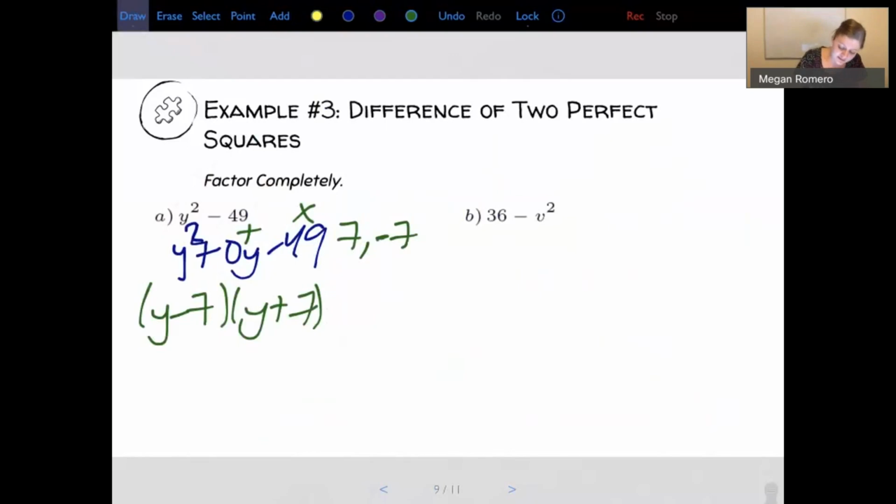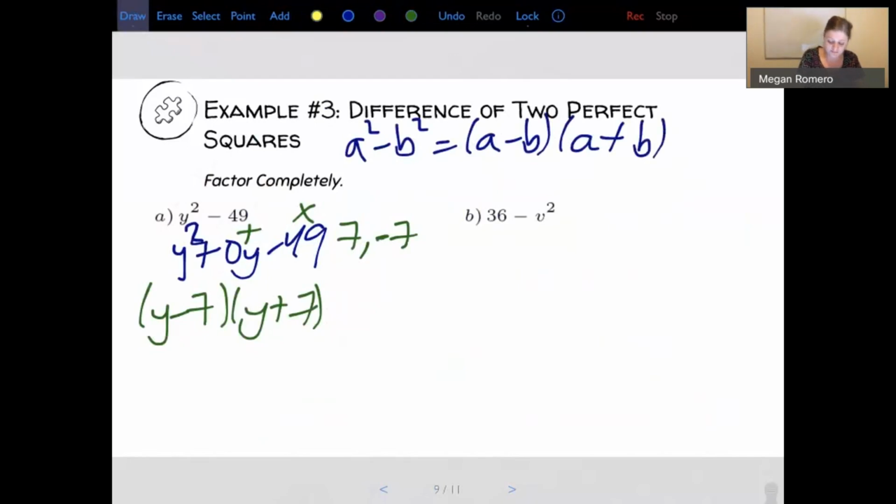So when we're dealing with the difference of two perfect squares, we have a perfect square minus, for difference, another perfect square, and it factors into the square root of the first term minus the square root of the second, and same thing, the square root of the first term plus the square root of the second term. So in the first part, y was squared, the square root of y squared is just y. The square root of 49 is 7, so we have y minus 7 and y plus 7.